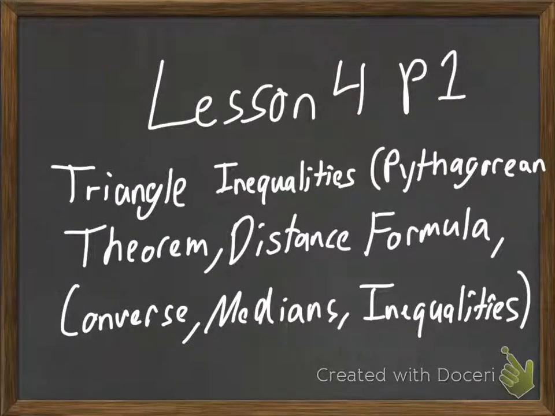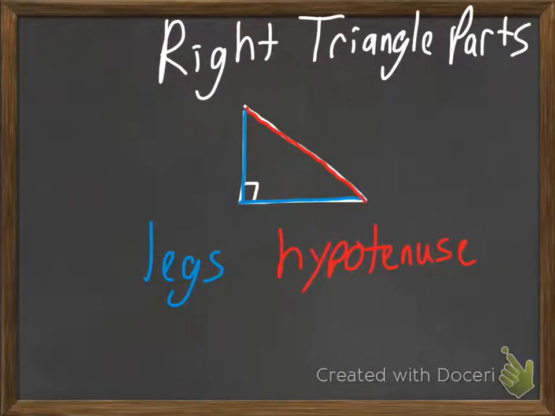Alright, welcome to Lesson 4, Part 1, Triangle Inequalities. We're going to be talking about the Pythagorean Theorem, the distance formula, the converse of the Pythagorean Theorem, medians in a triangle, and some inequalities with triangles. So first, let's just talk about some parts of a right triangle.